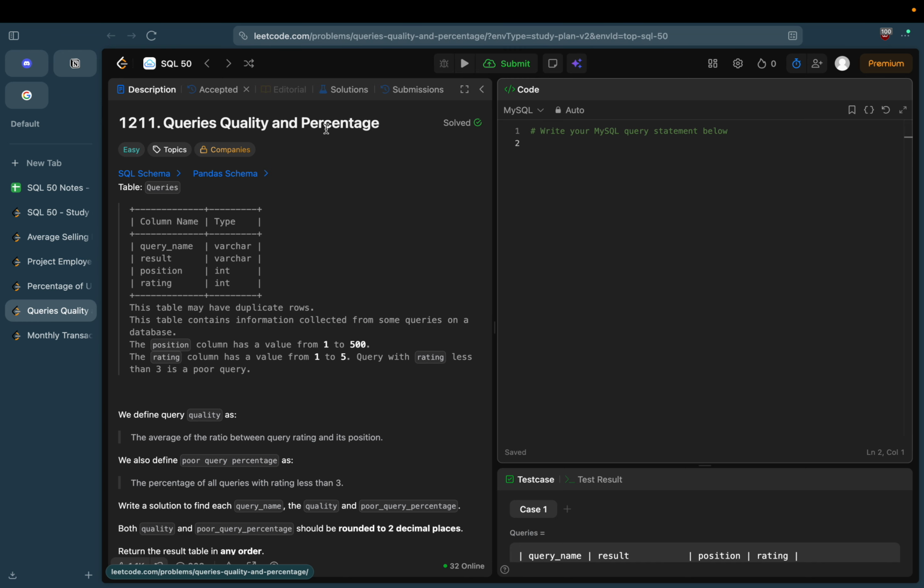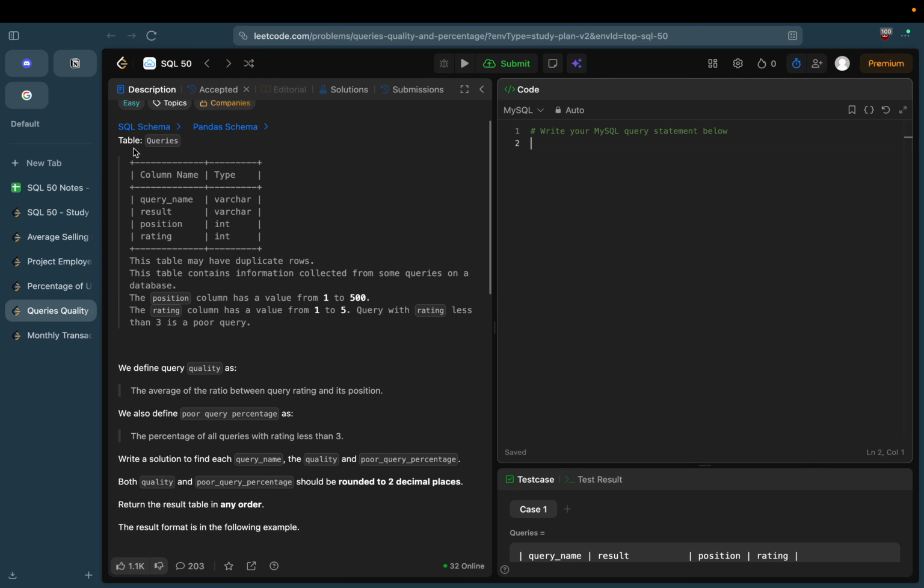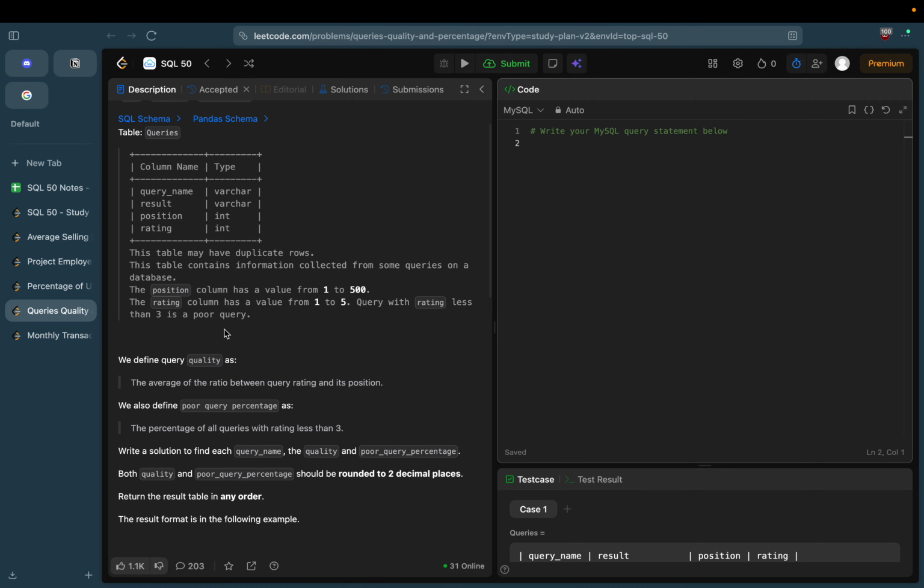Queries, quality, and percentage. We have a table called queries with query name, result, position, rating. This table may have duplicate rows. This table contains information collected from some queries on a database. The position column has a value from 1 to 500. The rating column has a value from 1 to 5. Query with rating less than 3 is a poor query. A definition in this question for poor queries.